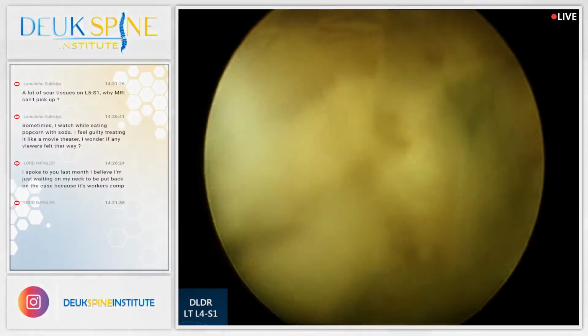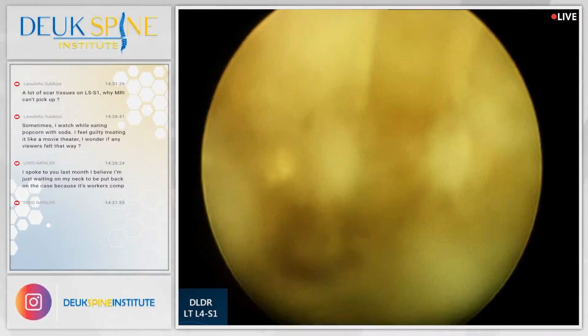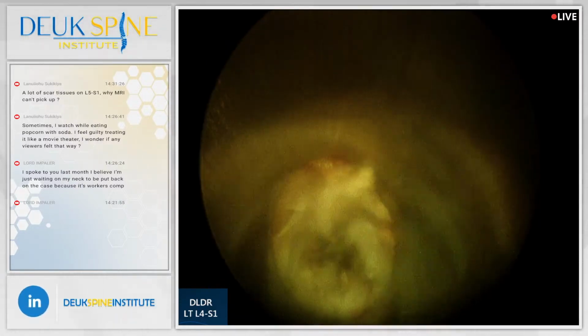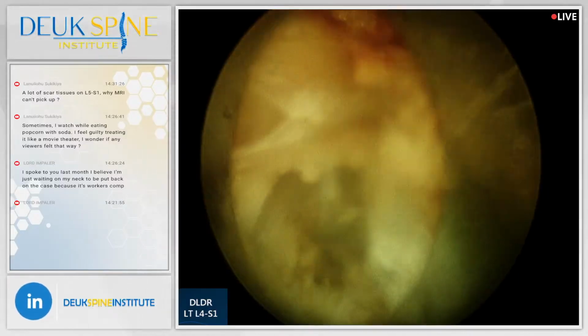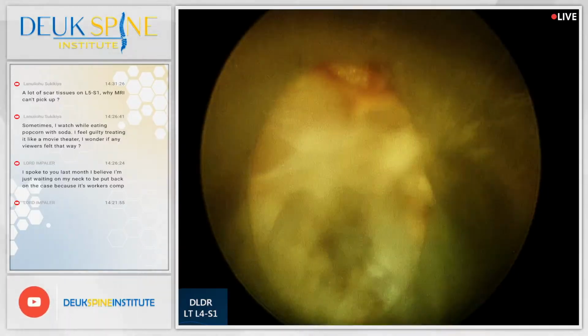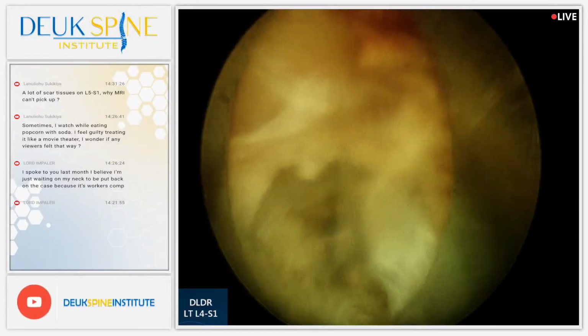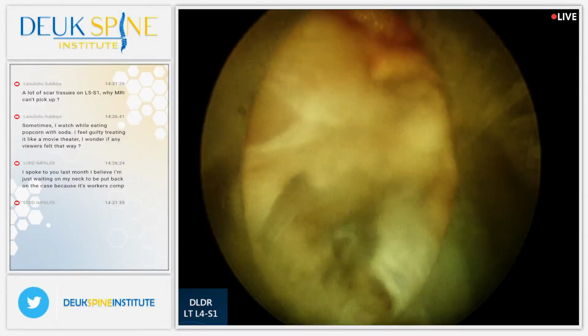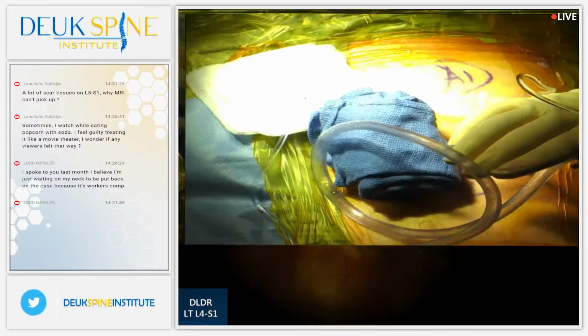All right, I'm pretty happy with that. I feel we got all the pressure off the nerves. Now that tear right there, remember the inside of this tube is a little bit more than 5 millimeters. So that tear is probably 2 or 3 millimeters. That's going to heal very quickly, very nicely, now that we got rid of the herniation.